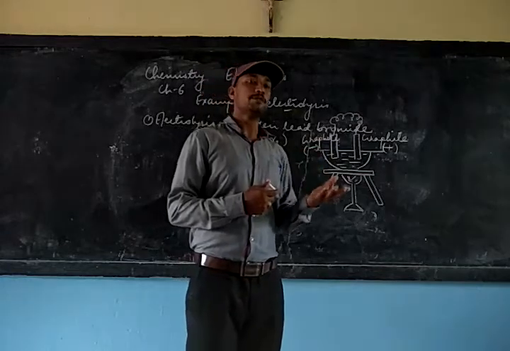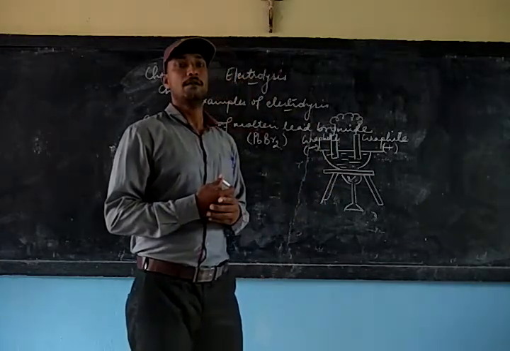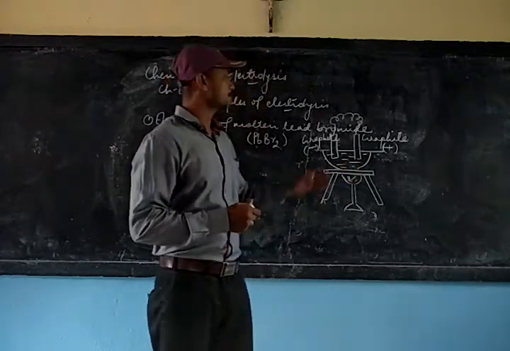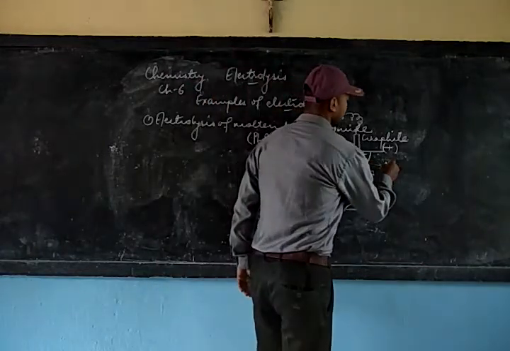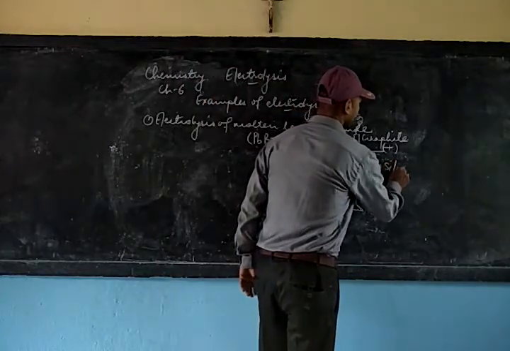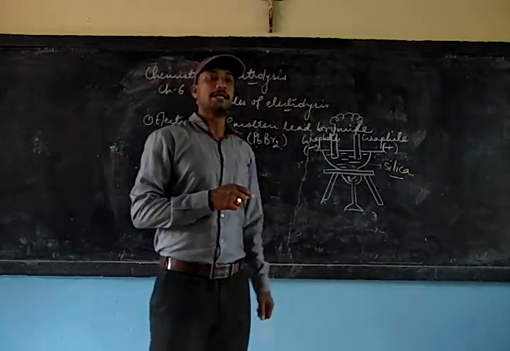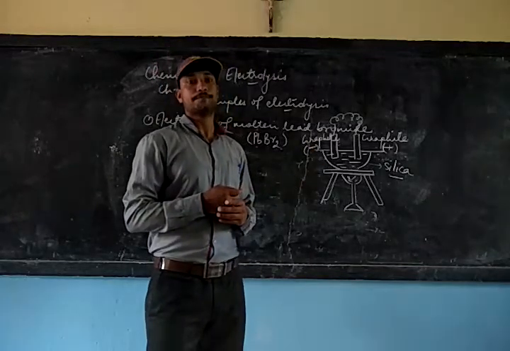So for this purpose we need a crucible which should be capable of withstanding such a high temperature, and this crucible is made of silica, because silica is a non-conductor of electricity and at the same time it can withstand high temperature.